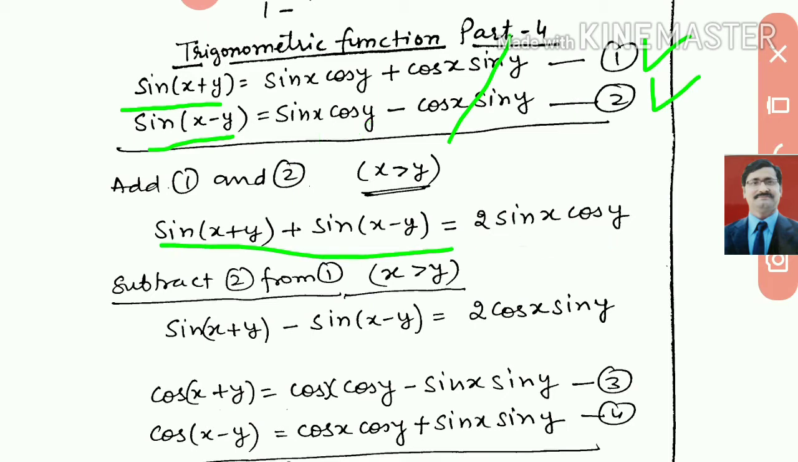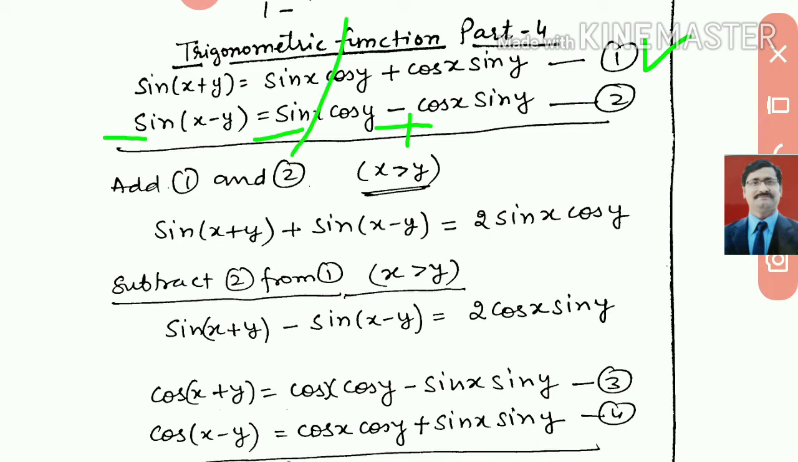Similarly, when we subtract 2 from 1, the sign will change, plus will be. Now which part is cancelled? The first part is cancelled. Now we have sin(x+y) − sin(x−y) equal to 2 cos x sin y.